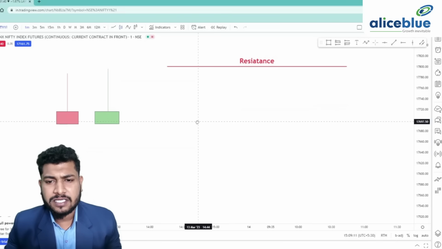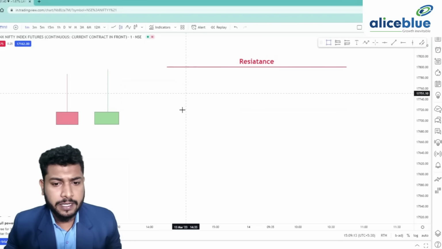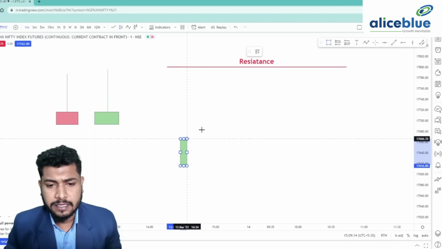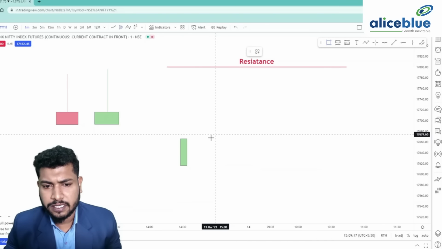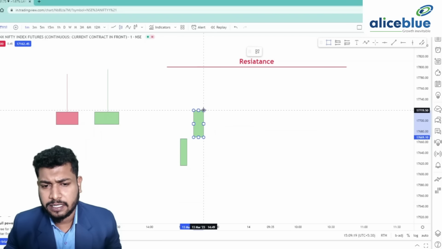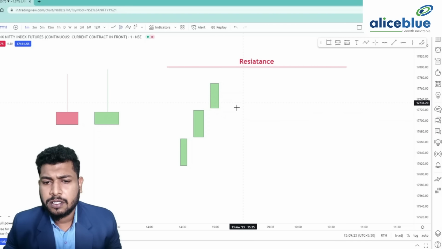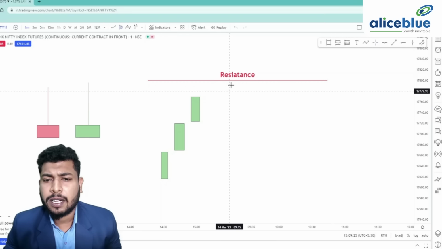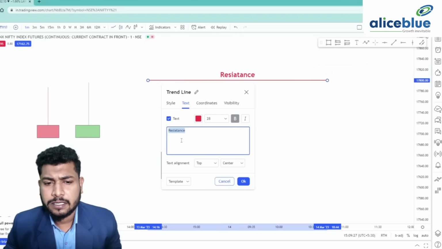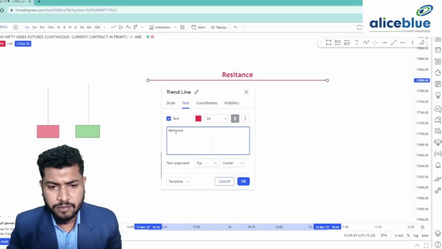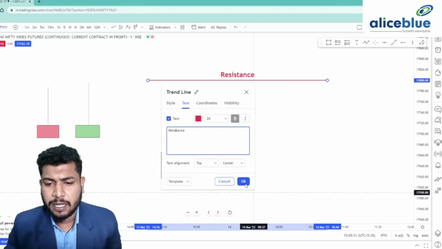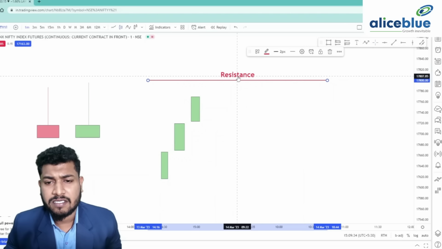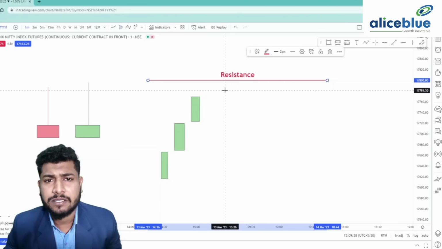The market nowadays is completely in a trend. The price is moving from 17,600 to 17,800 for our understanding. At a resistance level, we can expect the market to fall from the resistance level. For that, we need a confirmation to take our entry in a trade.